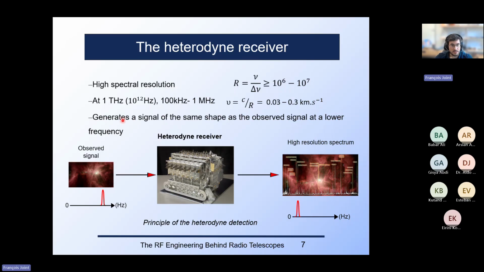And the basic idea, it generates a signal of the same shape in a frequency range that we can work with. It's called a coherent receiver, and we basically mix the observed signal, I would call it the sky frequency, with a pure local oscillator. I will define that later.